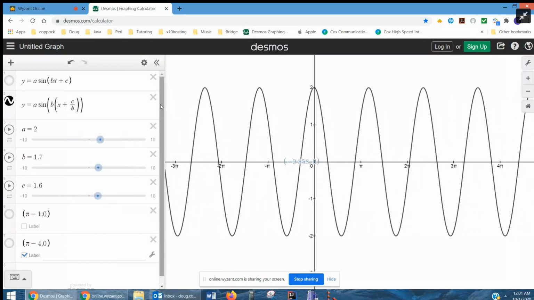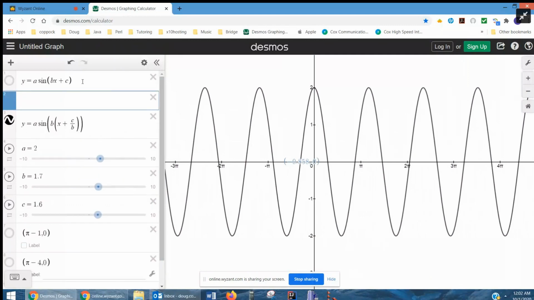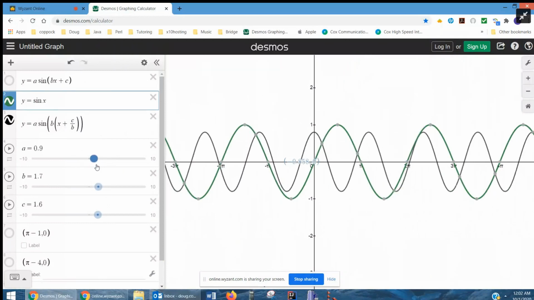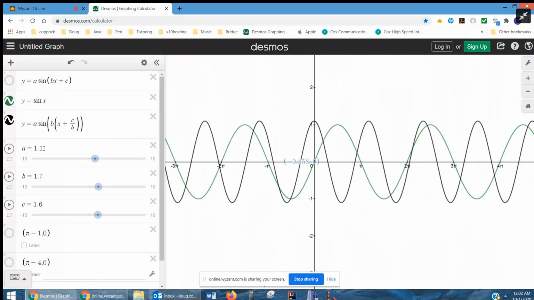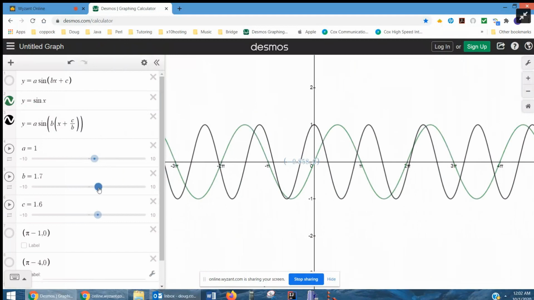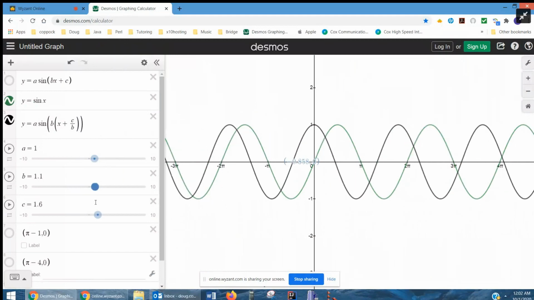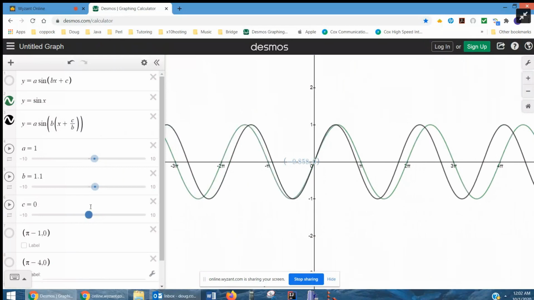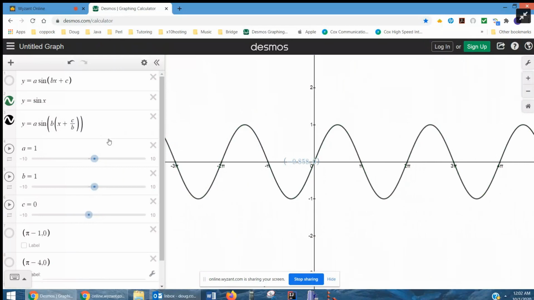Okay, so I hope that gives you some idea of what A, B, and C values do to the graph of the original sine function. And by the way, I could graph y equals the sine of x so you can compare. We leave that stationary. You can see that, or make the comparison. And if I just leave this at 1, 1, and 0, I match up with the original graph.